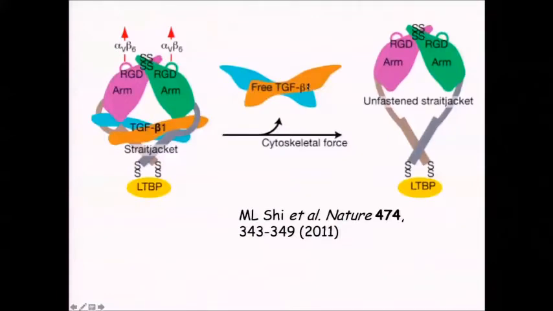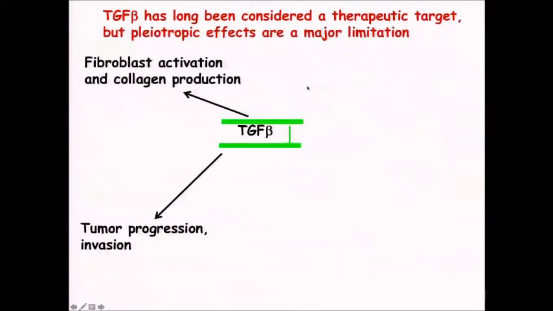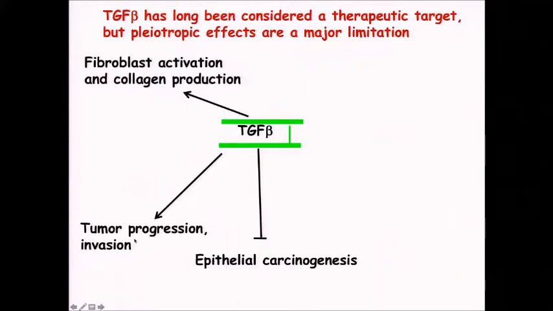There are still some that are trying to work their way through the development pipeline, but I think it's highly unlikely that they're going to turn out to be used very widely. And the reason is that although TGF-beta is an attractive target because of the bad things that it does, so it contributes to fibroblast activation and collagen production, as I already alluded to, it also plays an important role in tumor progression and invasion. But TGF-beta is also a critical inhibitor of early steps in epithelial carcinogenesis. And in fact, the drugs that have gotten into the clinic cause skin cancer. That's one of the reasons why a lot of them have been held.